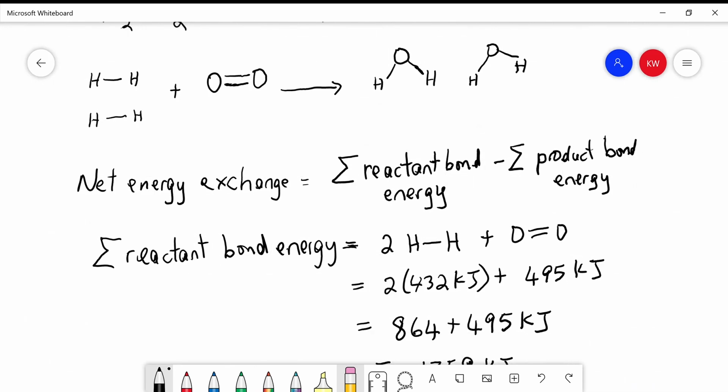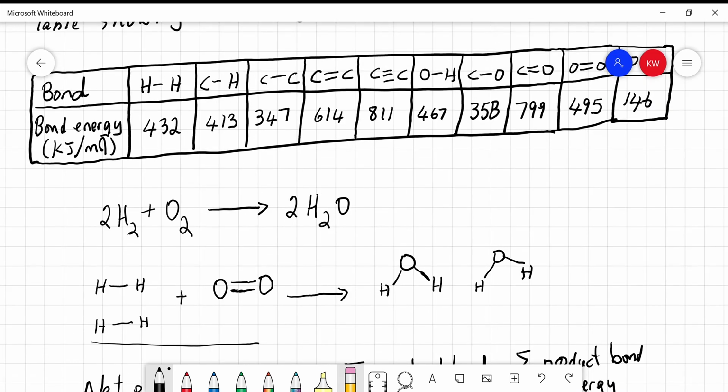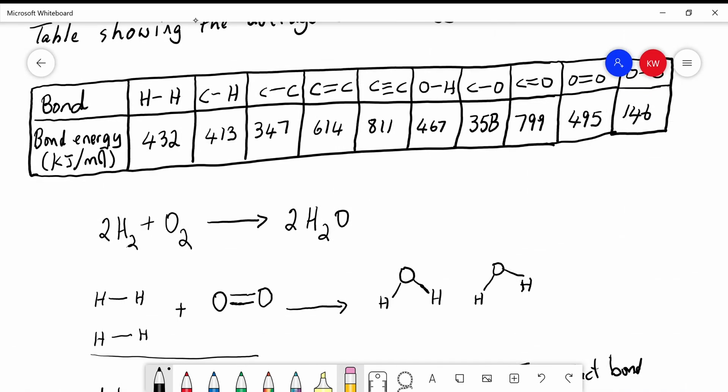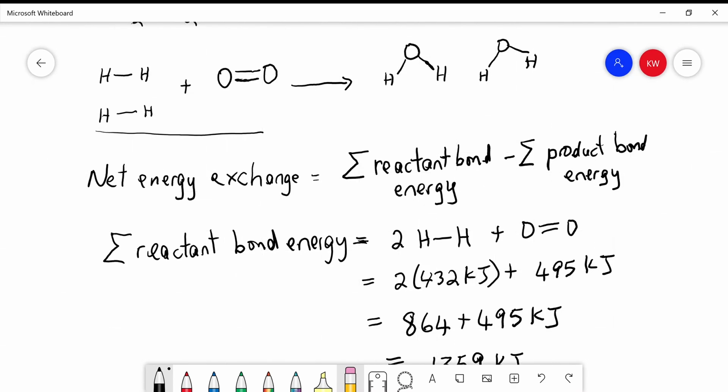So let's look at the reactant bond energy. For the reactant, we have two hydrogen to hydrogen bonds, and we have one oxygen to oxygen bond. So we're going to look for the hydrogen to hydrogen bond energy and see what value is associated there. If we scroll up, we see hydrogen to hydrogen is 432. Since there are two of these bonds present, we're going to multiply 432 kilojoules by 2.